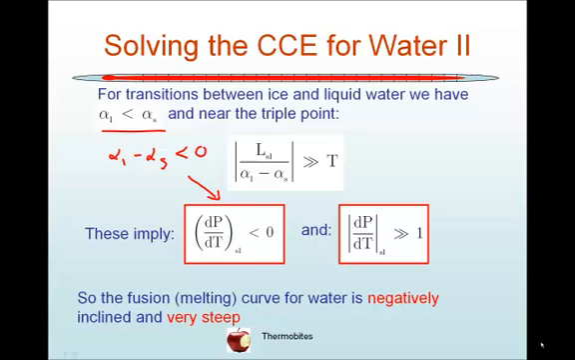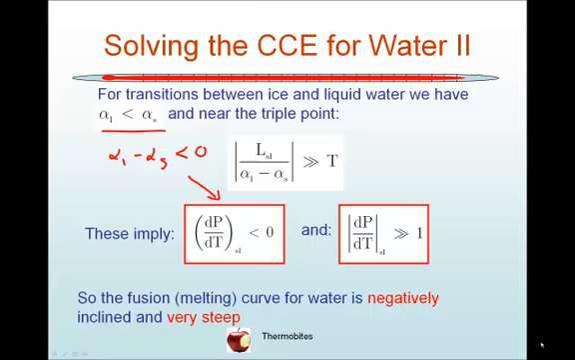What about the transition between ice and liquid water? Well, we find that the specific volume of liquid is less than the specific volume of the solid. Remember, ice expands and sits upon liquid water. And hence near the triple point we have also that the latent heat, its magnitude, divided through by the differences in the specific volumes is very much greater than the temperature.